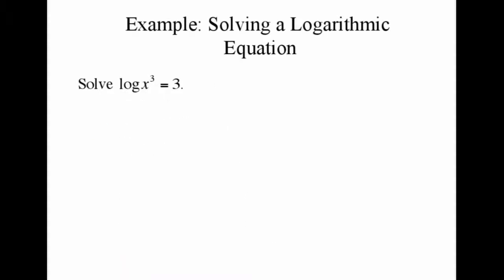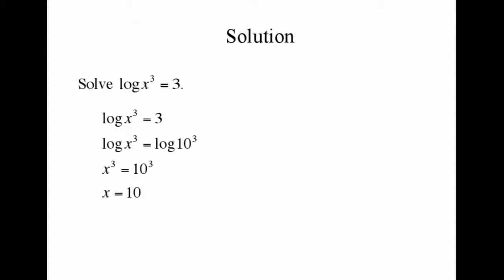An example of this with our logs, go ahead and try to solve log of x cubed equals 3. So log x cubed equals 3. Okay, here we're trying to use our one-to-one properties. So we need to have logs on both sides. We only have log on one side. And so you'll see here we have log of 10 cubed. So the question is, how do we go from 3 to log 10 cubed?